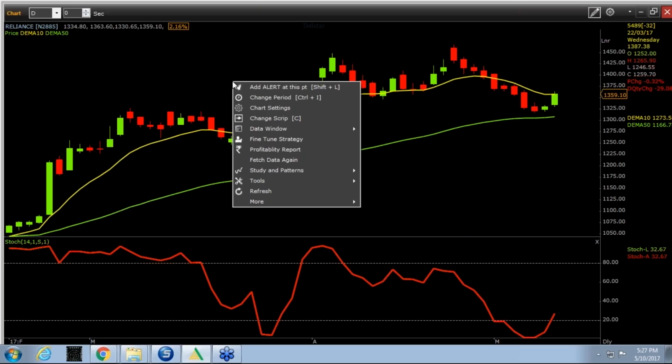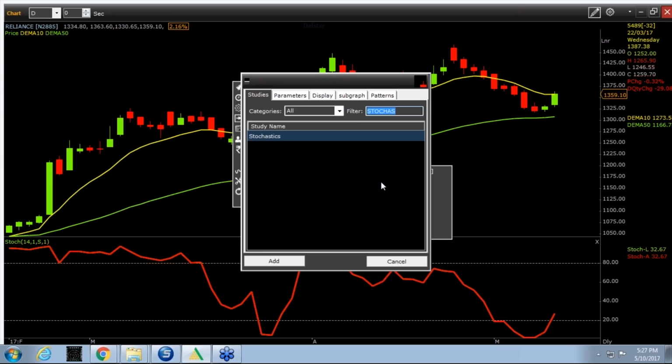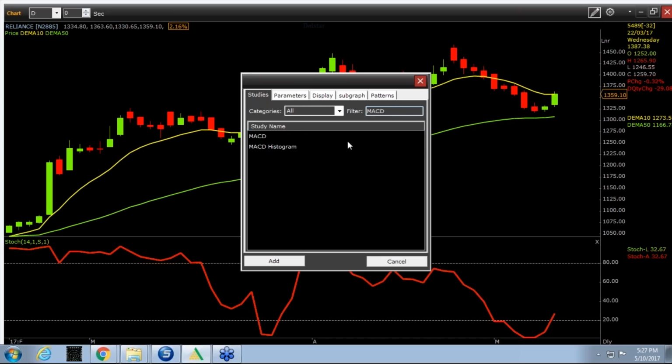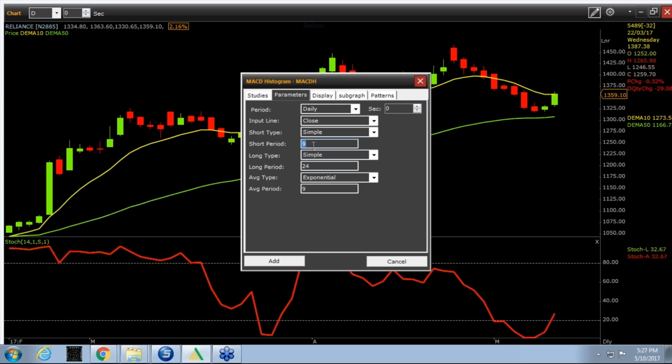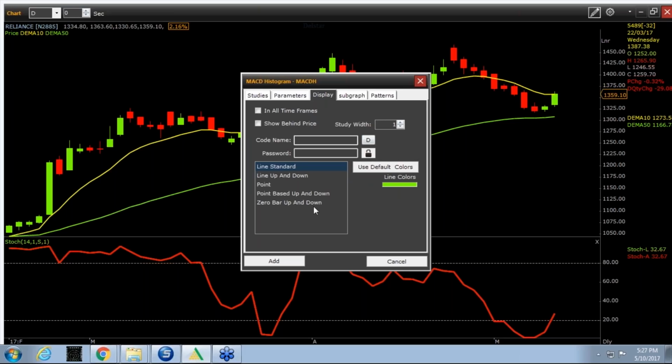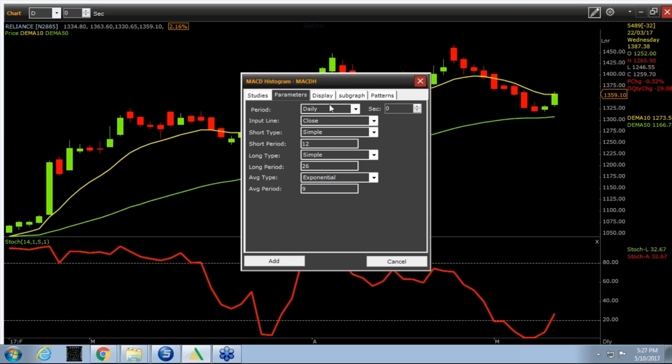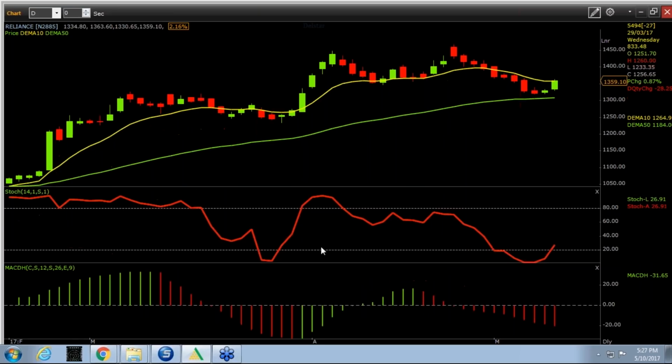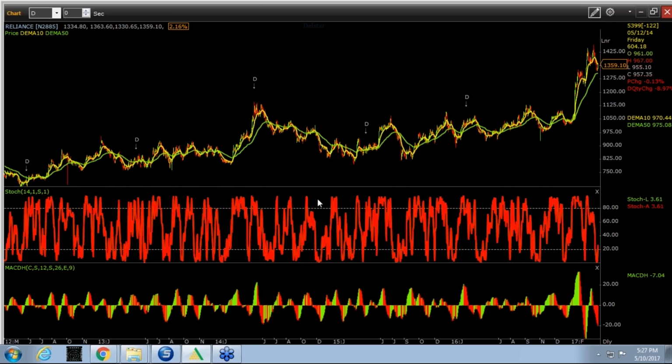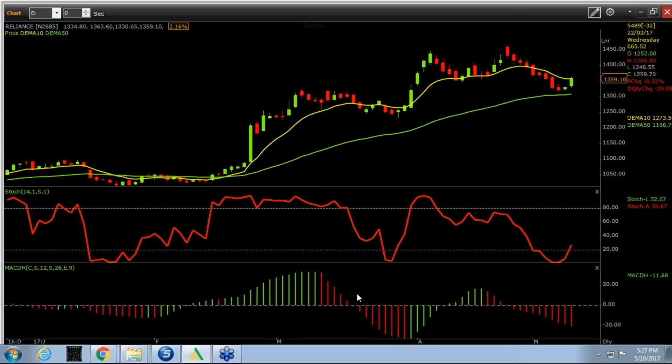And we'll add one more indicator. We'll take a MACD histogram. We'll take the default values 12, 26, and 9, and we'll use this. You can use the 0 bar up and down, and we make it a higher width. Here you can see the parameters I am using are daily. So I am getting a daily MACD histogram. This is a 12, 26, and 9 MACD histogram plotted on a daily chart.